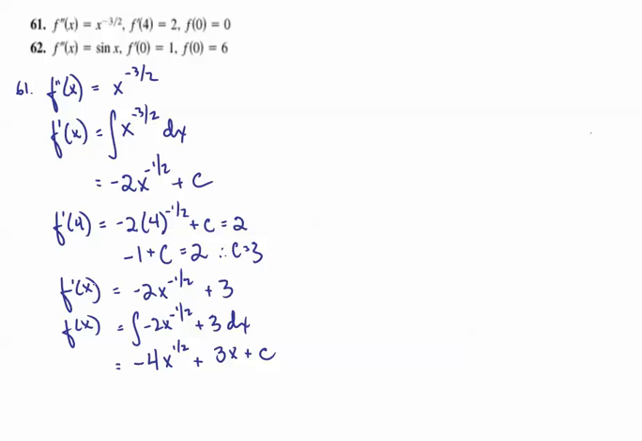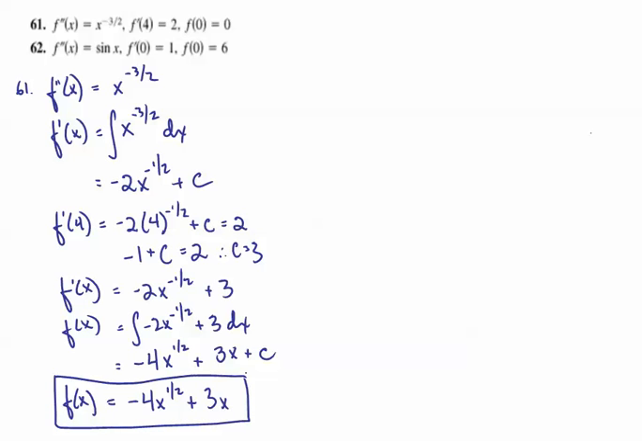We're given the fact that f of 0 is equal to 0. So when we plug in 0 into that, you're going to see that c is equal to 0 here without going through that work. And we know then that f of x has to equal negative 4x to the 1/2 plus 3x. And that's it for that. Okay, we'll go on to number 62.